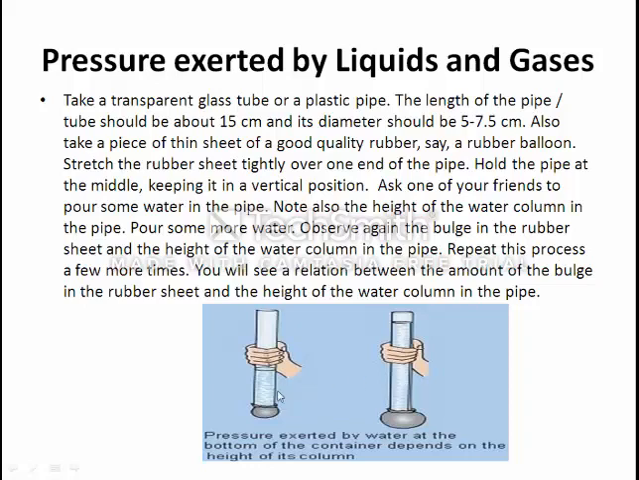And from this we can conclude that the pressure exerted by water at the bottom of the container depends on the height of its water column. Here see, the height of the water is less. That's why the rubber, the balloon, has less bulge, but here it bulges more. Why is it? Due to the height of the water. So the water is exerting pressure at the bottom of the container, and the pressure exerted by the water at the bottom of the container depends on the height of its column.